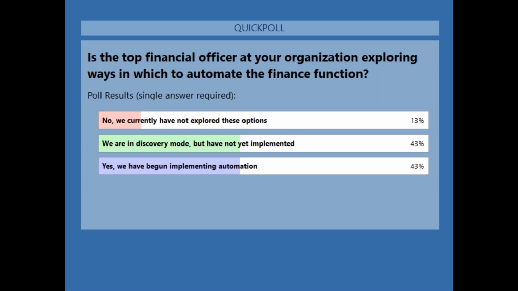So it looks like we have a couple of different options that have been answered, mostly that everyone seems to either be in discovery mode but not implemented, or you've begun implementing the automation in your finance processes. So a few of you are still wavering on the no, not really looking into those options yet. I would urge you, especially where we are today with COVID-19, that really this is the time. Now is the time to start looking into this. I don't think we really have an option at this point. Digital transformation is now a must. It's no longer a consideration, I believe.